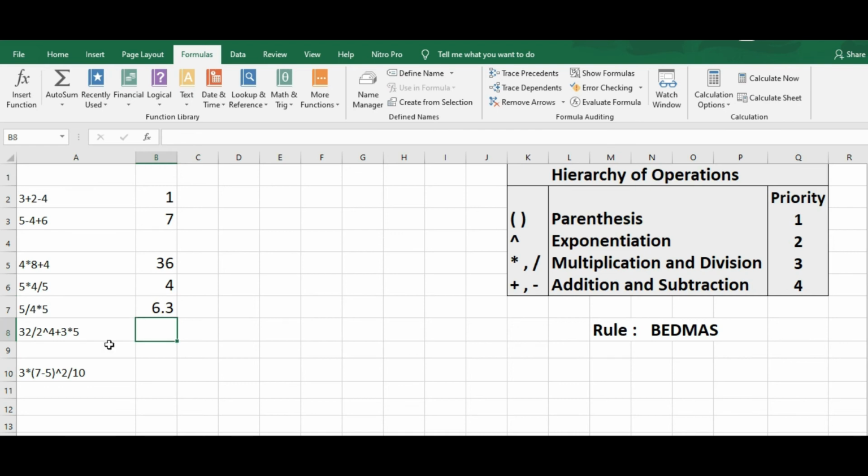So next, let's evaluate the next expression. 32 divided by 2 caret, that means exponentiation, 4 plus 3 multiplied by 5. In a mixed expression, according to the hierarchy of operators, exponentiation will be evaluated first, meaning 2 exponent 4 will be evaluated first, followed by the division operation, multiplication, and then addition.